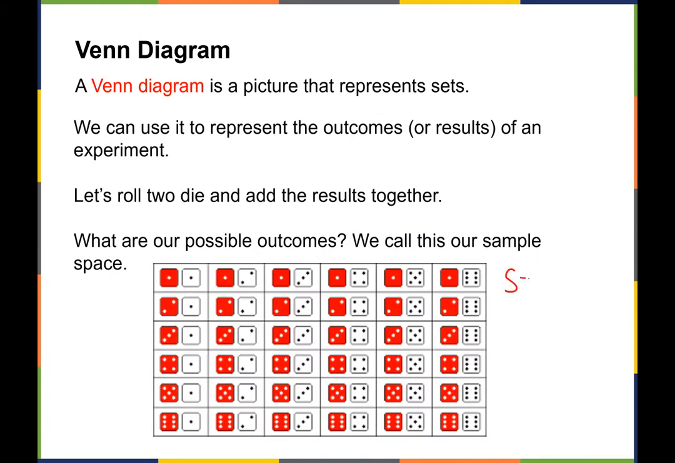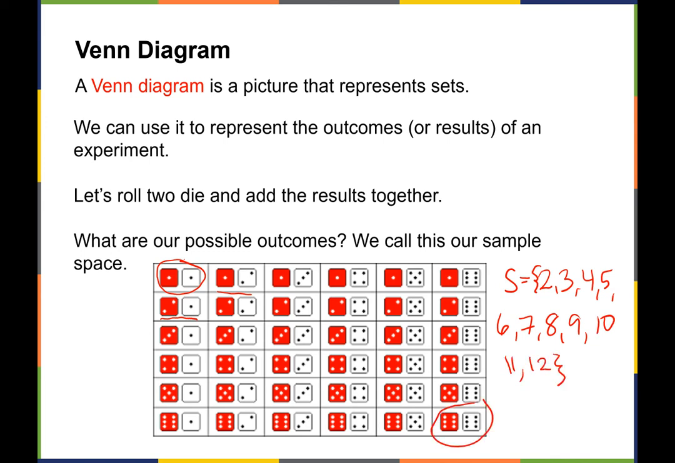S equals the set. Well, the very smallest sum is 2, right? That happens when you have a 1 and a 1. And then you could get a 3 by adding them together, and you have a couple different ways of getting that. You could get a 1 and a 2 or a 2 and a 1. Then you could go 4, 5, 6, 7, 8, 9, 10, 11, all the way up to 12, which is the last possible value if you roll two sixes. So this is our sample space for the experiment of rolling two die and adding them together.